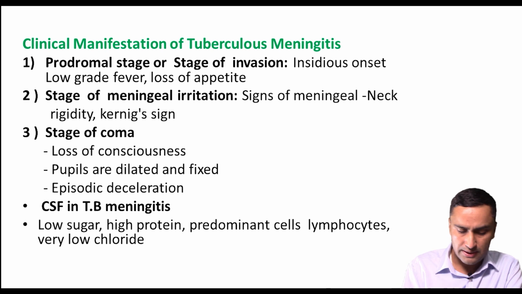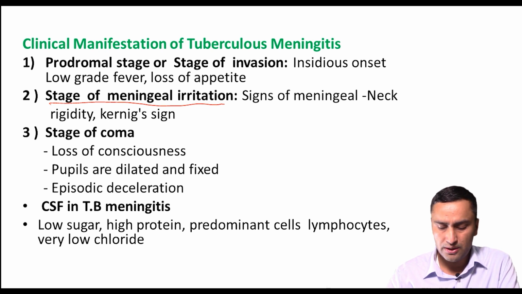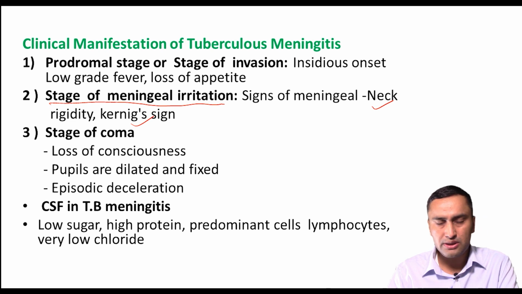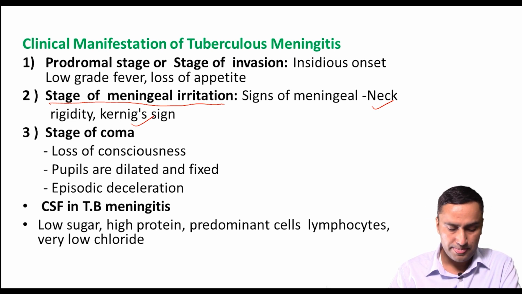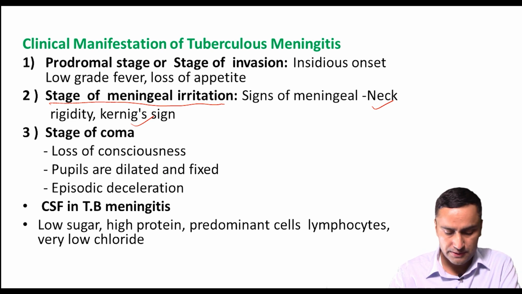The second stage is called the stage of meningeal irritation. During this stage, a few signs are present, like neck rigidity. As I discussed in the previous video, there are two signs of meningeal irritation: one is neck rigidity and another is Kernig's sign. Stage 3 is known as the stage of coma, during which there is loss of consciousness, pupils are dilated and fixed, and episodic deceleration occurs.